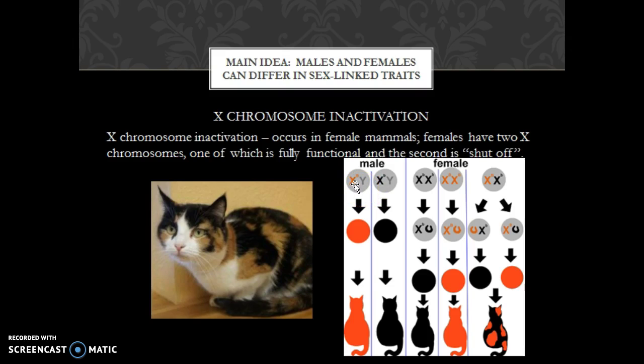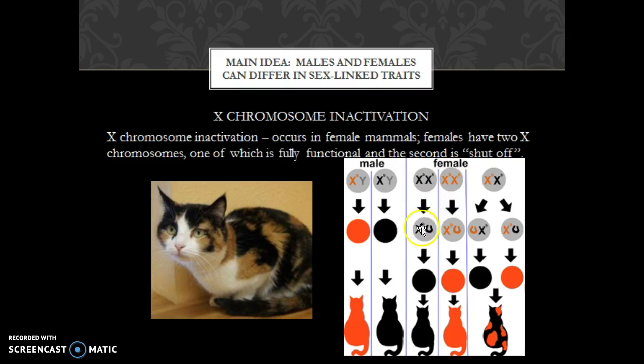So if the X chromosome happens to be for orange fur color, then we have orange fur in cats anyways. And conversely, if the X chromosome happens to be for the color black, because fur color is found on these X chromosomes, then that male cat will have a solid black coat. Females, it's a little bit different. Notice right here we're looking at homozygous black. Here we're looking at homozygous orange.